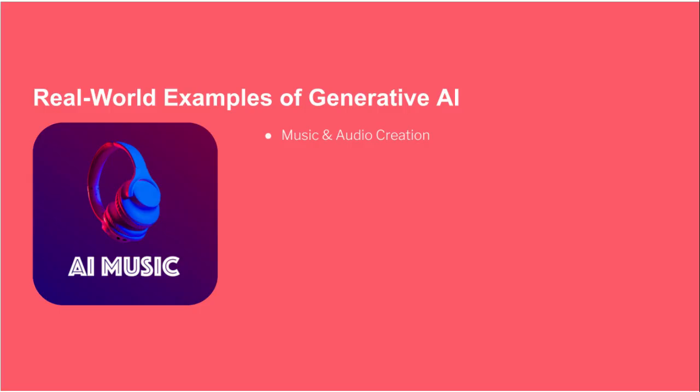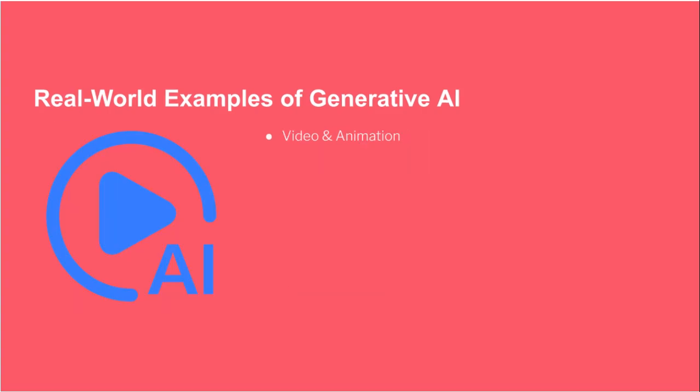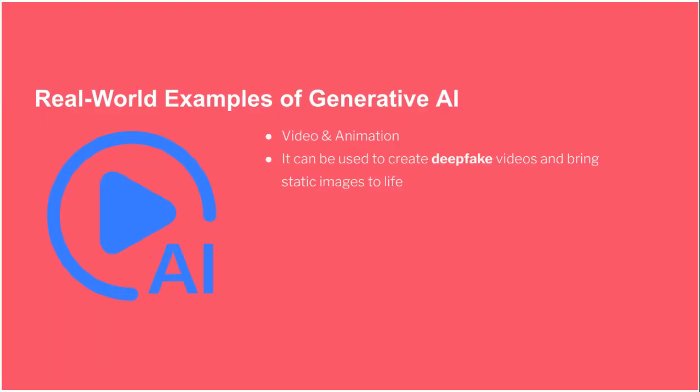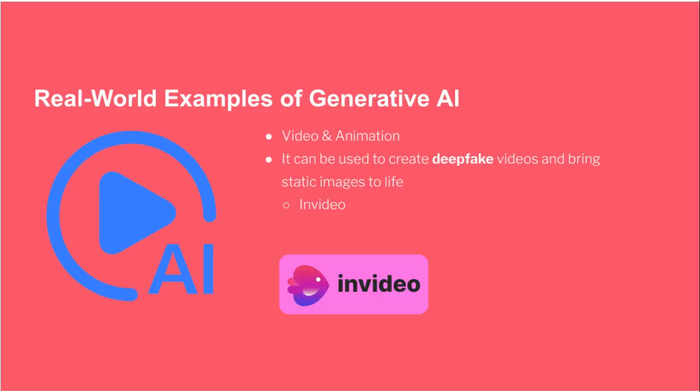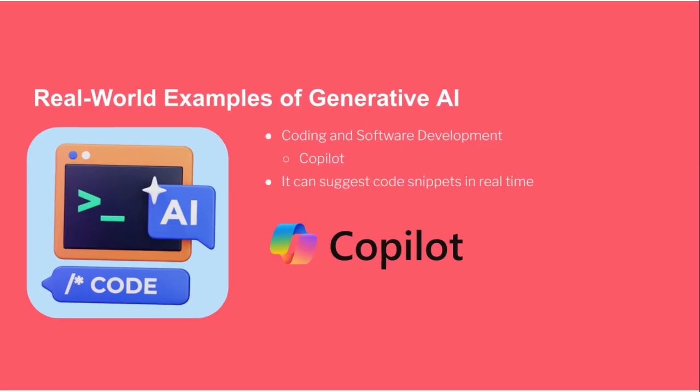3. Music and audio creation. They also benefit from AI, with systems like OpenAI's Jukebox generating original songs in different styles, while voice synthesis tools produce realistic AI-generated voices. 4. Video and animation. AI can be used to create deepfake videos and bring static images to life with automated animation techniques. Some examples include InVideo and ClipMagic. 5. Coding and software development. AI models like GitHub Copilot assist programmers by suggesting real-time code snippets, improving efficiency and streamlining the development process.